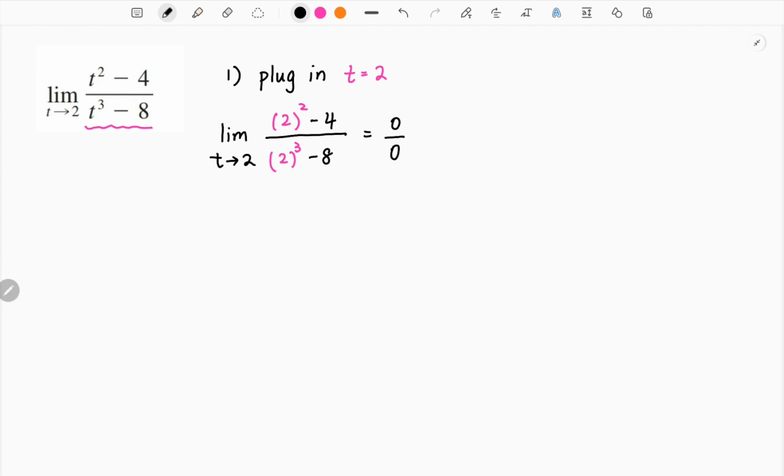Here we got 0 over 0, which simply means our function is undefined at t equals 2, and we have what is called an indeterminate form. And if you have learned derivatives and all that stuff already, then you probably want to pick L'Hopital's rule to solve this question, because that is the simplest and fastest way to do it.